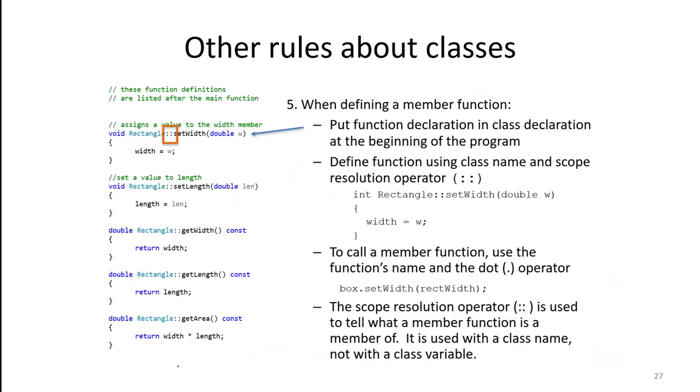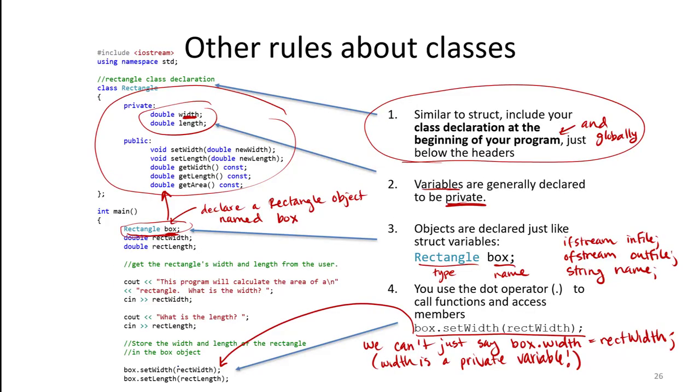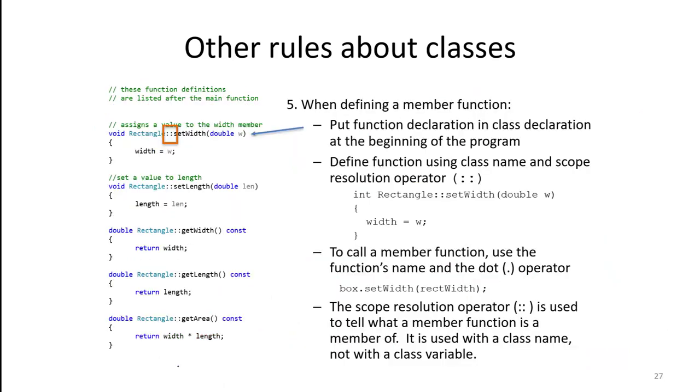Let's look at a few more points about classes. You'll notice on this slide that we just were on, we first have our class declaration, and then we have our main function. If we're putting our entire class within the same CPP file, we would need to list our function definitions after the main function. And so, again, this is using a single CPP file for the class plus the program.